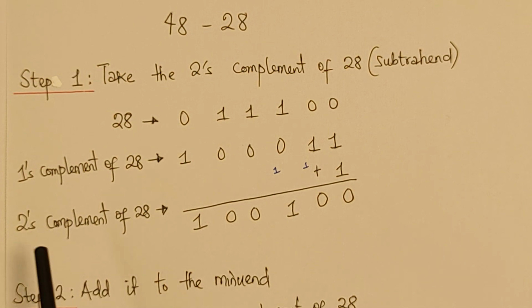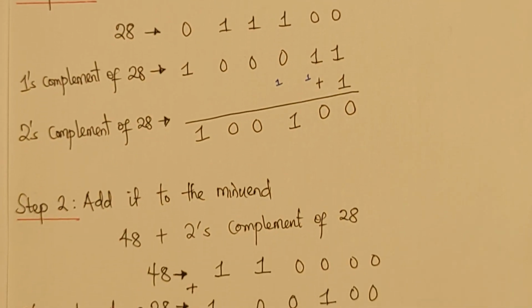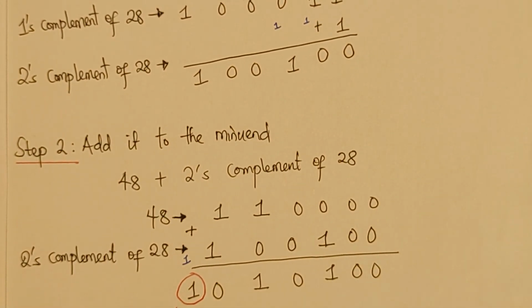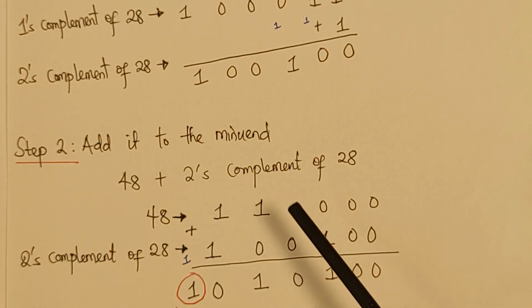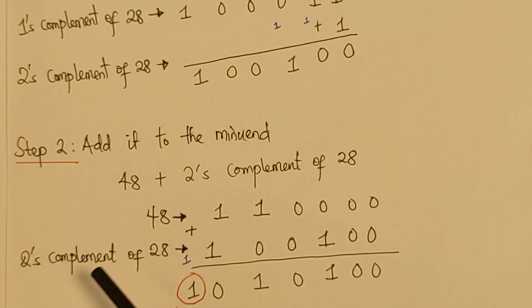So since we have considered the second complement of 28, which is 100100, we'll go on with the second step, which is to add the second complement of 28 to the minuend, which is 48. So literally we are just saying that we're going to add 48 with the second complement of 28. So we'll spread the binary form for these digits. We'll have 110000, and the second complement of 28 will be 100100. So we're going to add that.